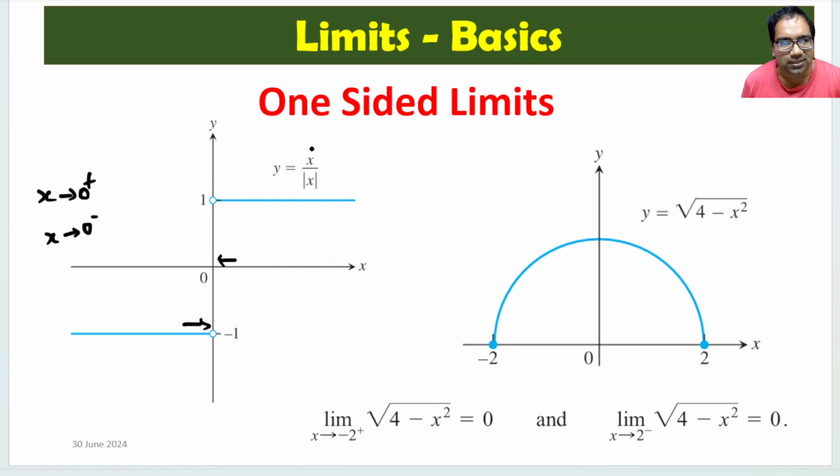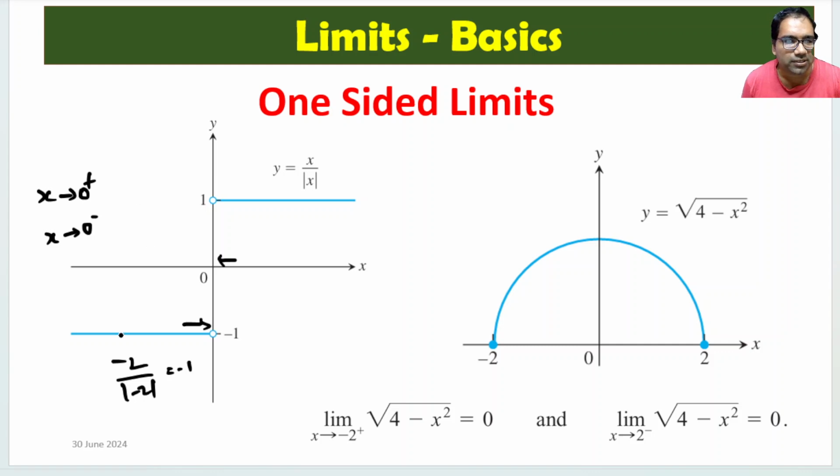Now let's take the function x by the absolute value of x. The absolute value of x is always positive. So as long as x is positive, this value will be equal to 1. As long as x is negative, this value will be equal to minus 1. For example, minus 2 by absolute value of minus 2 is minus 1. Obviously, at x equal to 0, it is not defined.